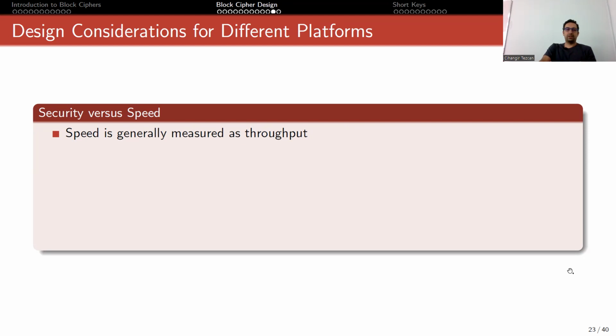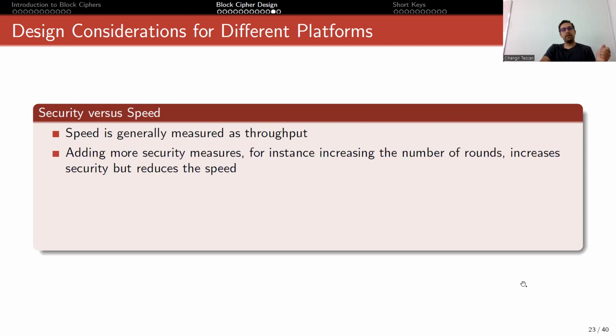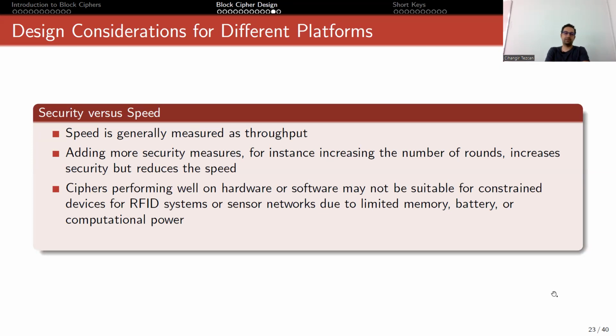Another thing we need to consider is security versus speed. So speed is generally measured as throughput, so gigabits per second, megabits per second, depending on your platform. But adding more security measures, for instance, increasing the number of rounds, increases the security but reduces the speed, right? Because if you design a cipher as 10 rounds, then increase to 20 rounds, now actually your speed is halved, right? Because you're doing double the work. Or if you want to provide more confusion and diffusion, you may add more steps, and you may claim that this is more secure, but it will cause a slowdown. So the aim is to find the best spot for security and speed.